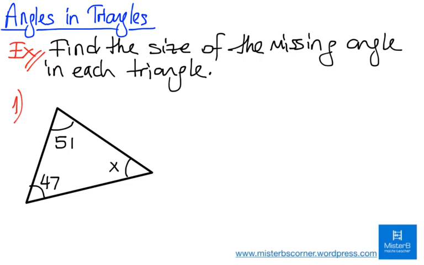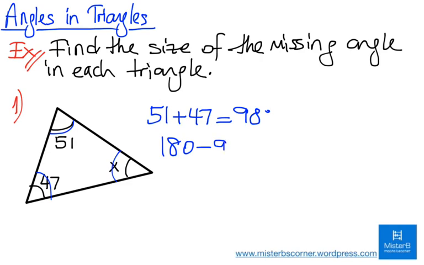Find the size of the missing angle in each triangle. Now, you can solve this in an arithmetic way. You can say 51 plus 47 is 98. And knowing that all these three angles add up to 180, you can take away this sum from 180 only to get 82 degrees. So x is 82 degrees.